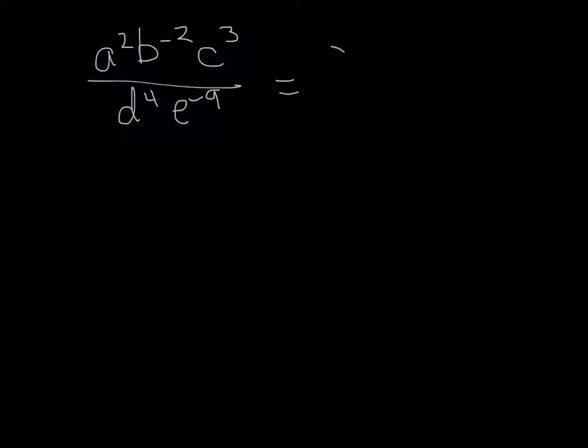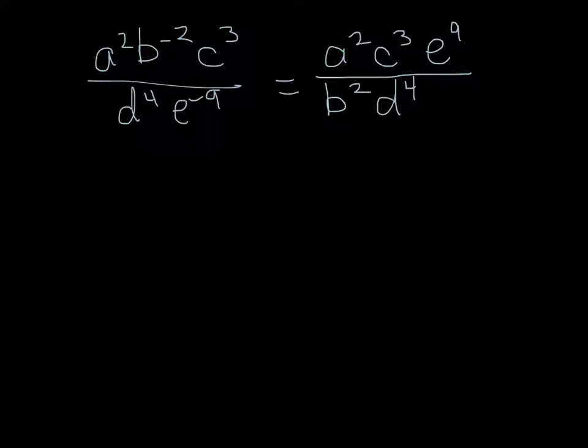A squared, that's a positive power, I leave it in the numerator. B to the negative second, excuse me, that's a negative power, so it moves down into the denominator. C to the third, that's positive, it stays where it is. D to the fourth, it's also positive, so it stays where it is. E to the negative ninth, it's negative, so it moves up into the numerator. Okay, and after I move it, then all the powers are positive.